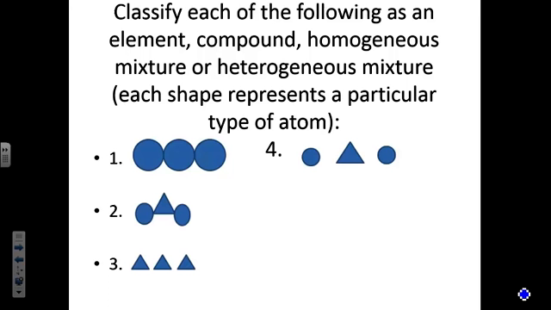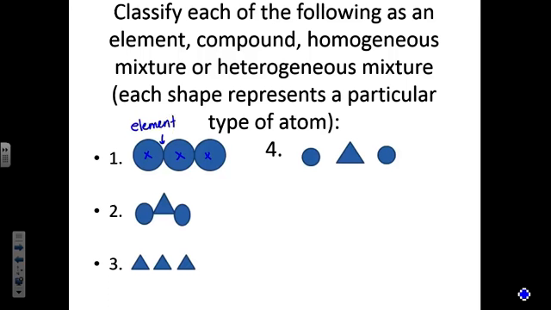For number 1, I have 3 types of the same atom, here and here and here, and they are chemically bonded together. So when I think about my choices, this is definitely not a mixture, because in order to be a mixture, I'd have to have 2 or more pure substances. I only have 1. And it's not a compound, because to have a compound, I have to have 2 or more types of atoms, and I only have 1. So this is an element.